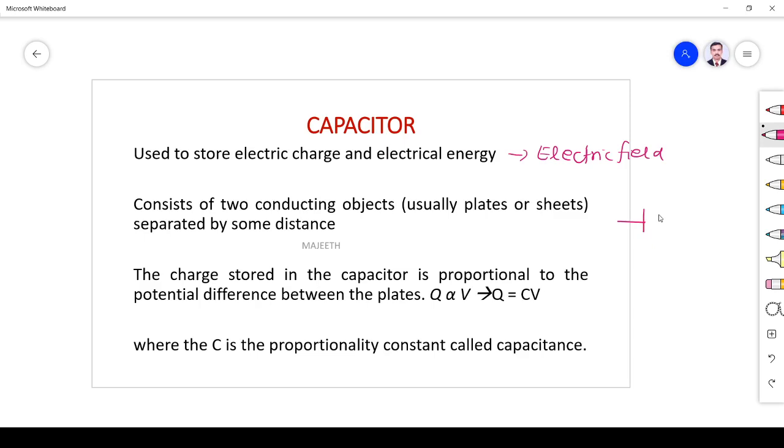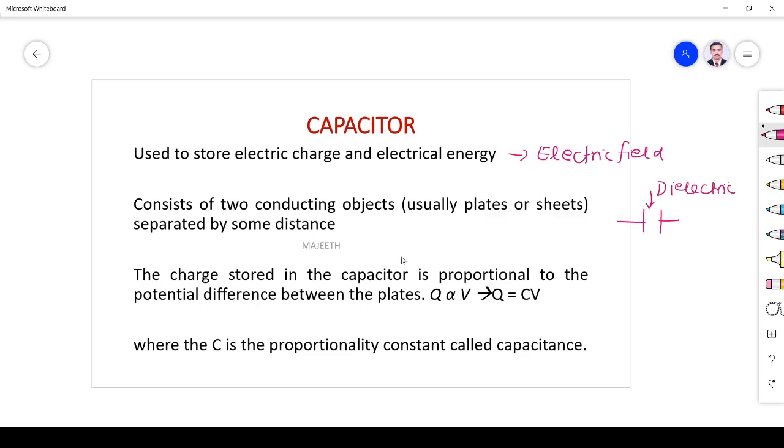So simply, a capacitor is a device in which two conductors are separated by a dielectric. That is very important. So two conductors are separated by a dielectric with some distance. That conducting object may be a plate or sheet, as shown here, and it is filled with a dielectric.